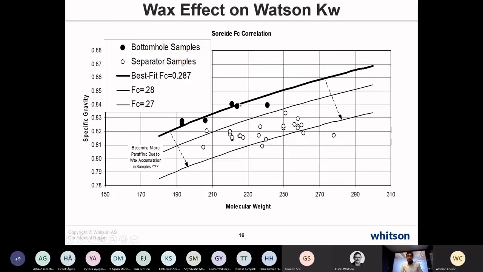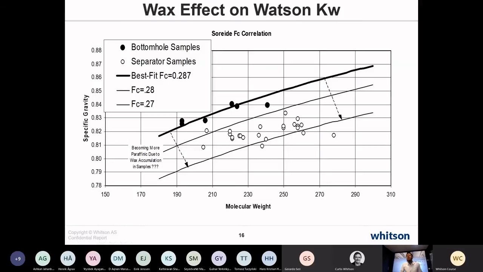And all these measurements are from the same field. What you see is that the bottom hole samples tend to be slightly more aromatic, with a slightly higher Watson characterization factor value compared to all these separator samples that we have collected and measured. The reason why the separator samples are showing a different trend or value of Watson characterization factor, with a large scatter, is that all these measurements are affected by the wax accumulation.